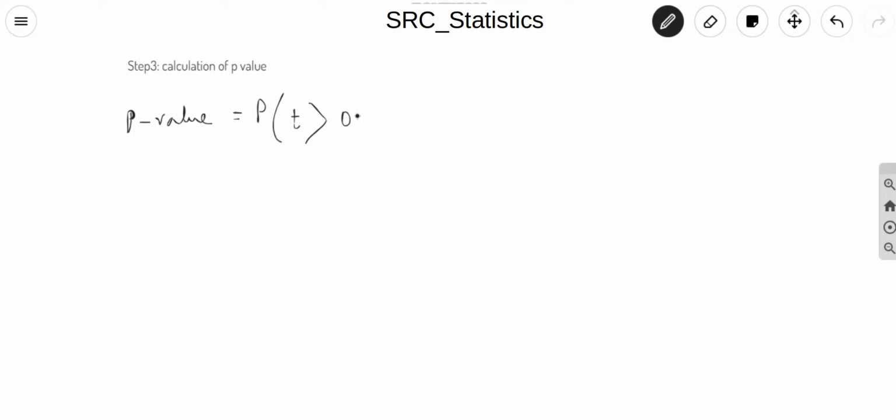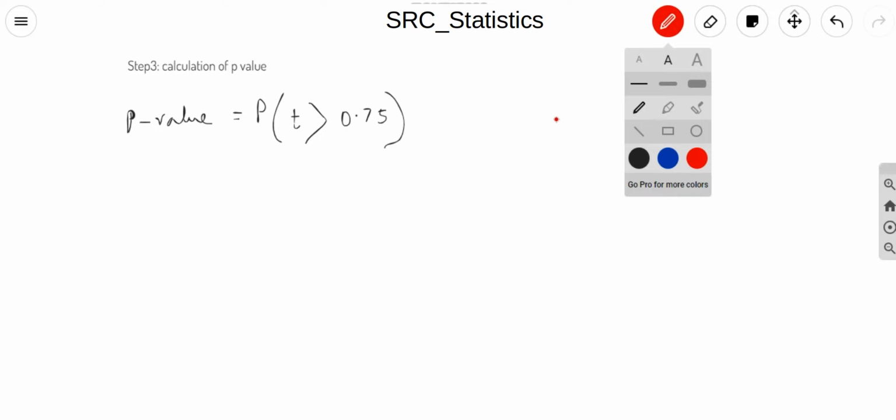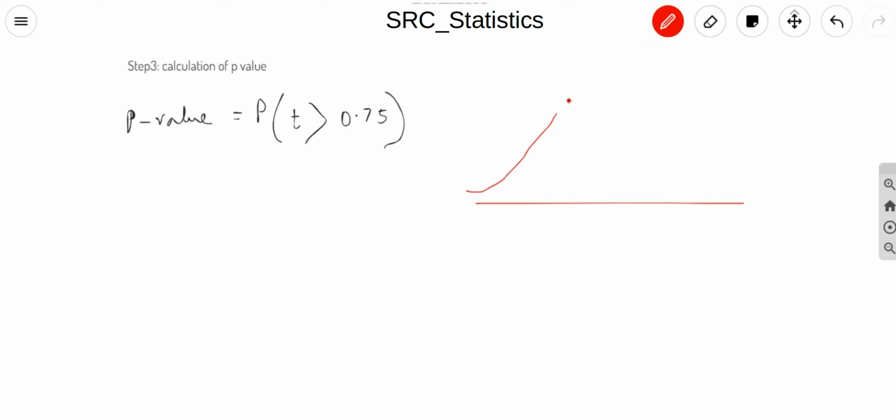...be greater than the test statistic value. Since this is a right tail test, the p-value will be at the right tail only. So suppose this is the t distribution curve and this is 0.75. So the p-value will be here. This is the p-value. And we also know that we cannot calculate the p-value using the t table or manually for the t distribution. So we shall use Excel or any other software to calculate the p-value.